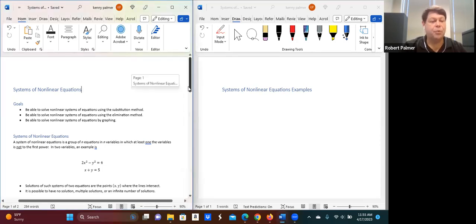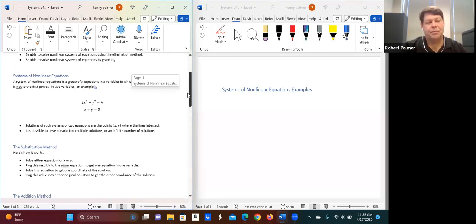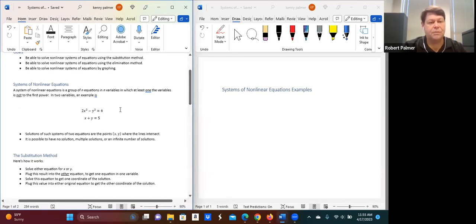So first, let's briefly discuss what we mean by a nonlinear system of equations. A system of nonlinear equations is a group where you have n equations and n variables. The main thing is you need to have the same number of equations as variables, and at least one of the variables is not to the first power. So in a system of linear equations, all your variables are to the first power. But in a system of nonlinear equations, at least one variable, doesn't have to be all, but at least one variable in one equation is not to the first power.